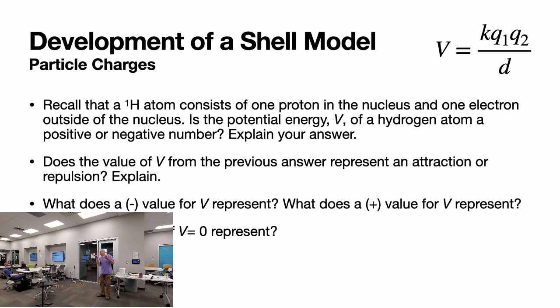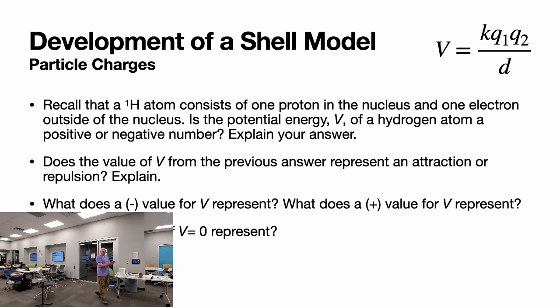What does a negative value for V represent? We said that the proton and the electron together in this equation give us a negative value. And we just established, based on the discussion with Lexi, that there's an attraction between the proton and the electron. We know that because in nature, opposites attract. Here we're putting a mathematical value to that. It's a negative value in the equation. So a negative value represents an attraction.